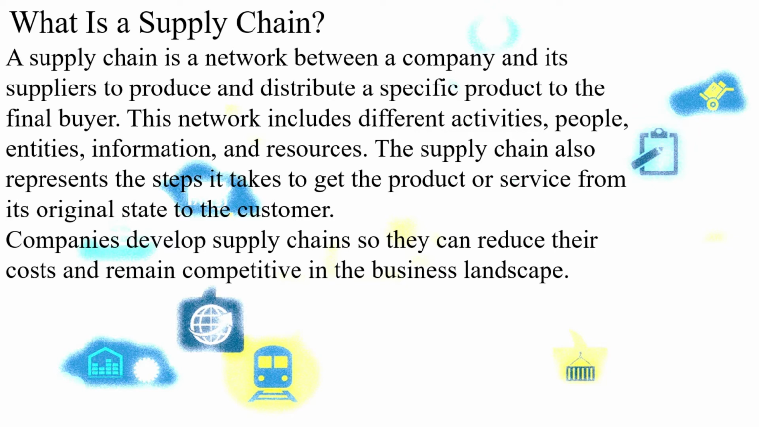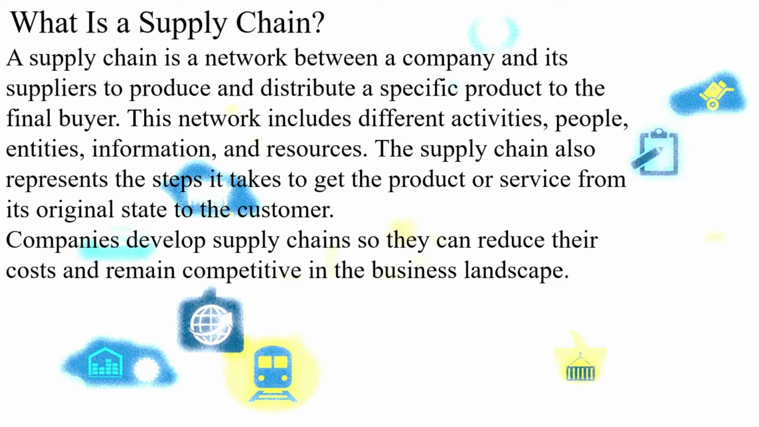Well, let's talk about supply chain. What is a supply chain? A supply chain is a network between a company and its suppliers to produce and distribute a specific product to the final buyer, in this case, toilet paper. We use this as a case-in-point example. This network includes different activities, people, entities, information, and resources. The supply chain also represents the steps it takes to get the product or service from its original state to the customer. That's you, to your bottom.